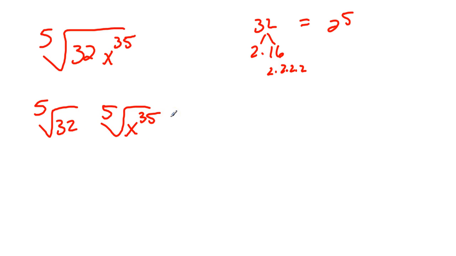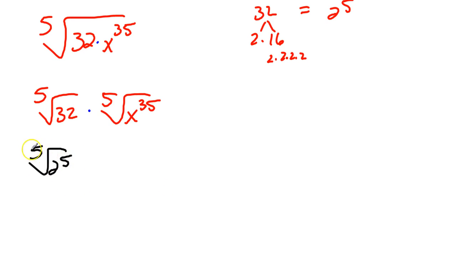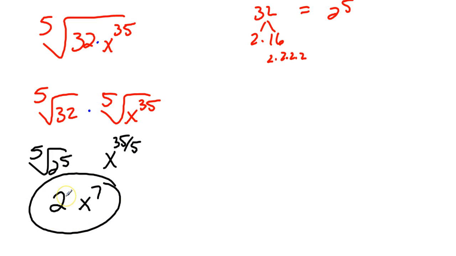Okay, so we separate off into two parts. You've got the fifth root of 32, x to the 35th, and technically that's multiplied together. So break it up in two parts. The fifth root of 32, that's the fifth root of 2 to the 5th. And if that's 2 to the 5th power in the fifth root, the 5's cancel. That's just a plain 2. And if you do the fifth root of x to the 35th, well, you take 35 and divide it by 5. So that would be x to the 7th. So still the same thing.